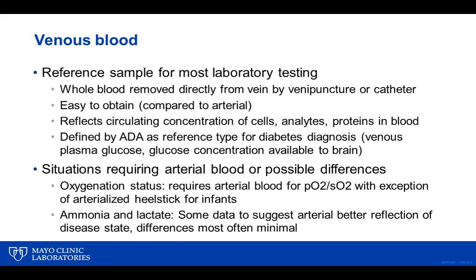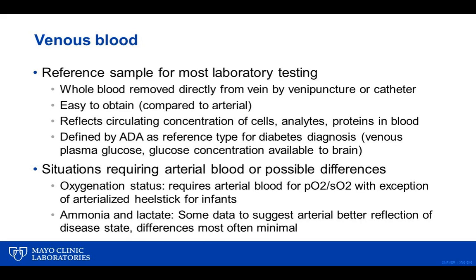It's whole blood directly removed from the vein by a venipuncture or a venous catheter. Relatively easy to obtain compared to arterial blood. It does reflect the concentration of cells, analytes, proteins in blood available to the organs, the brain, the liver, kidney, the organs we're trying to assess the health of.